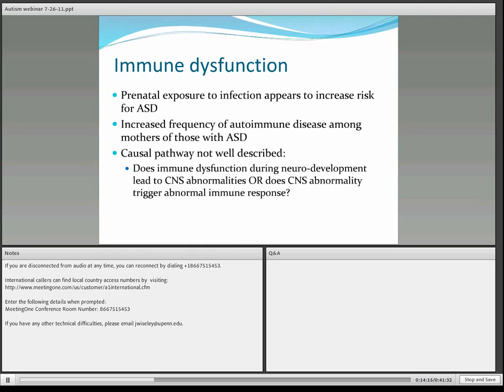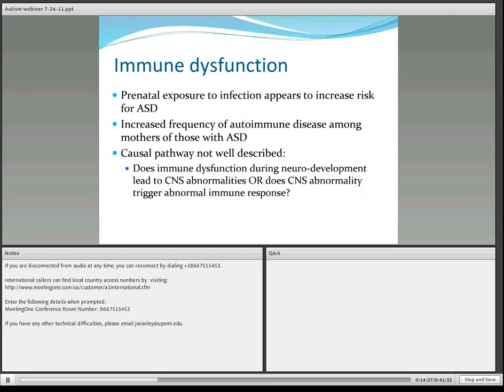So, for example, does immune dysfunction during the development of the child, during the child's brain development, lead to some kind of abnormality that then results in autism, or is it an abnormality of the central nervous system that triggers the abnormal immune response? We don't know that yet. We're still in the early stages of describing this relationship.